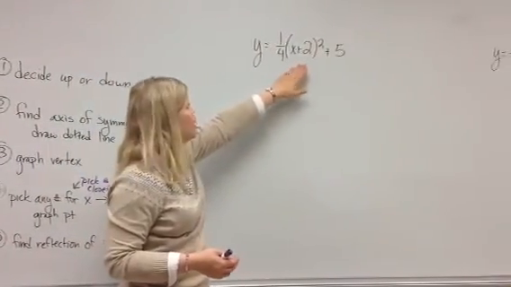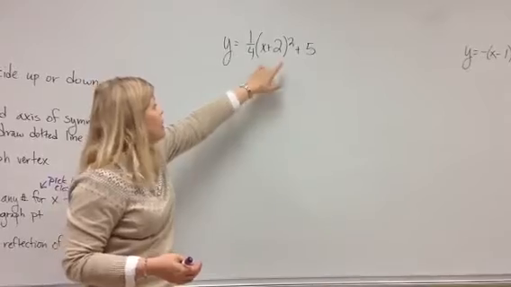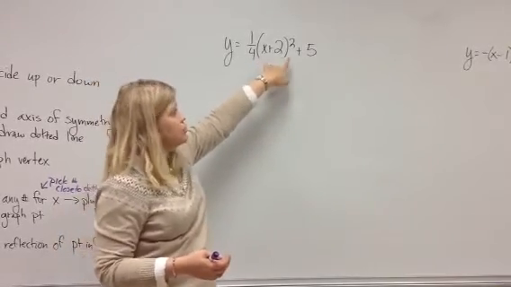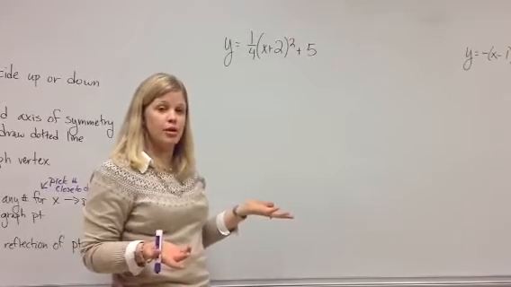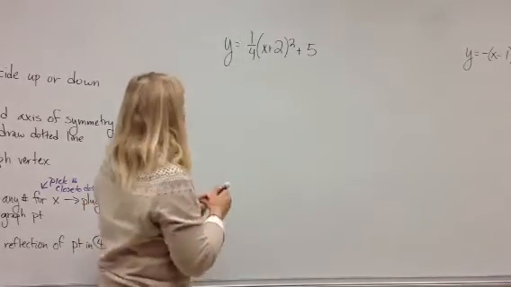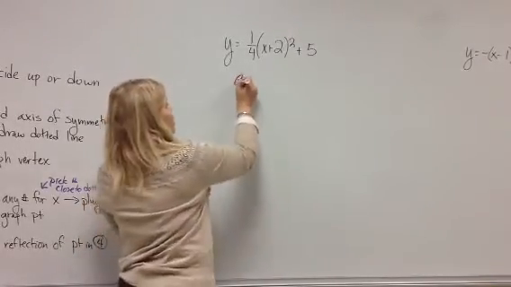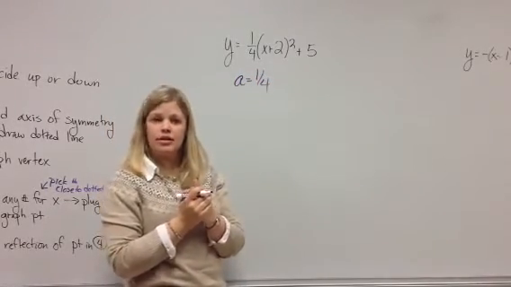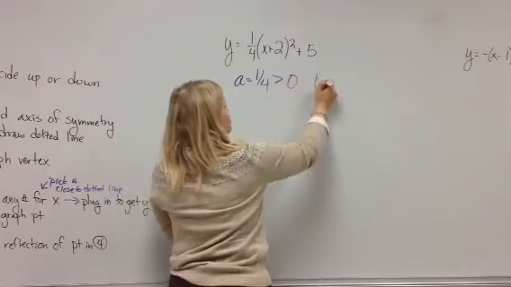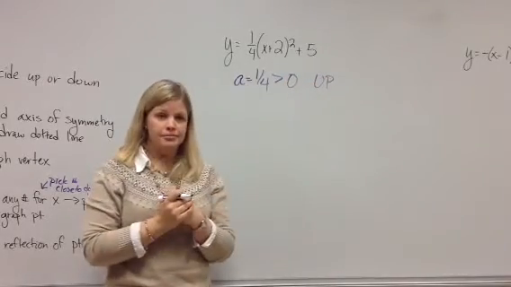First example, we've got y equals 1/4, and then in parentheses, x plus 2 squared plus 5. Now, the first thing we have to decide is, does this open up or down? Well, let's see. What's our A? Our A is 1/4. Is that greater than 0 or less than 0? Oh, it's greater than 0, so it's going to open up.